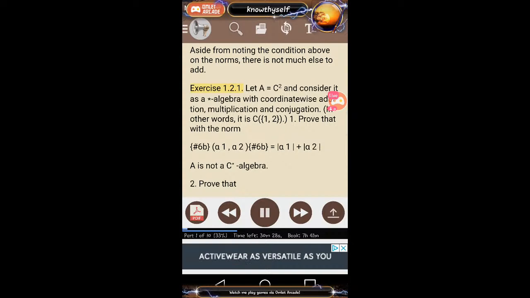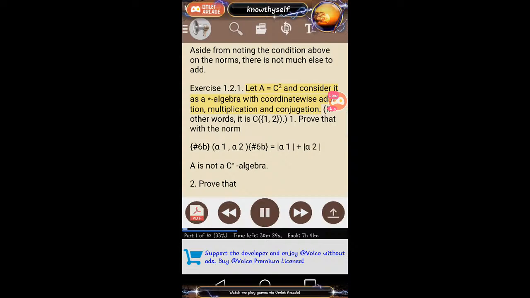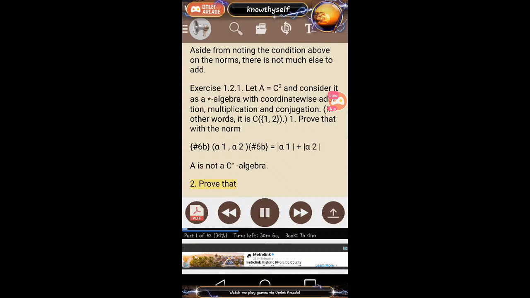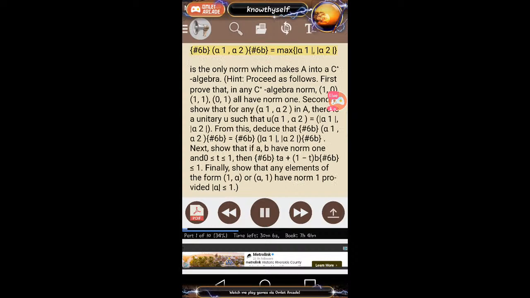Exercise 1.2.1. Let A equal C^2 and consider it as an algebra with coordinate-wise addition, multiplication and conjugation. In other words, it is C({1, 2}). 1. Prove that with the norm ||(alpha_1, alpha_2)|| = |alpha_1| + |alpha_2|, A is not a C*-algebra. 2. Prove that ||(alpha_1, alpha_2)|| = max(|alpha_1|, |alpha_2|) is the only norm which makes it into a C*-algebra.